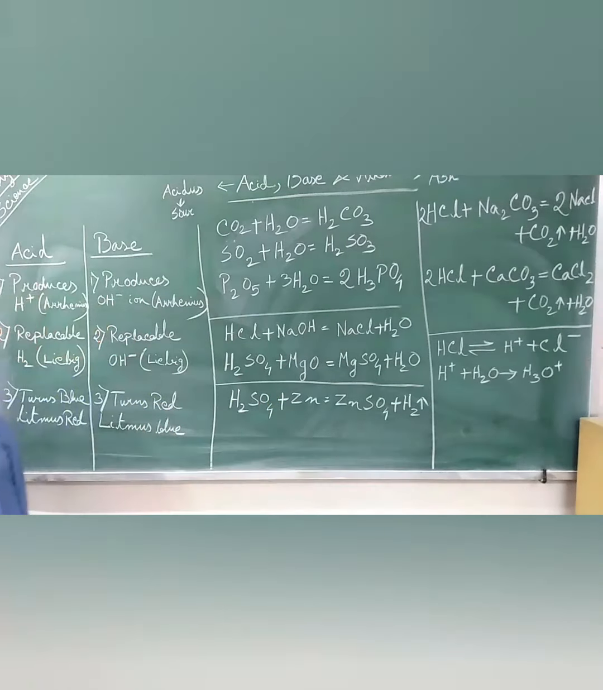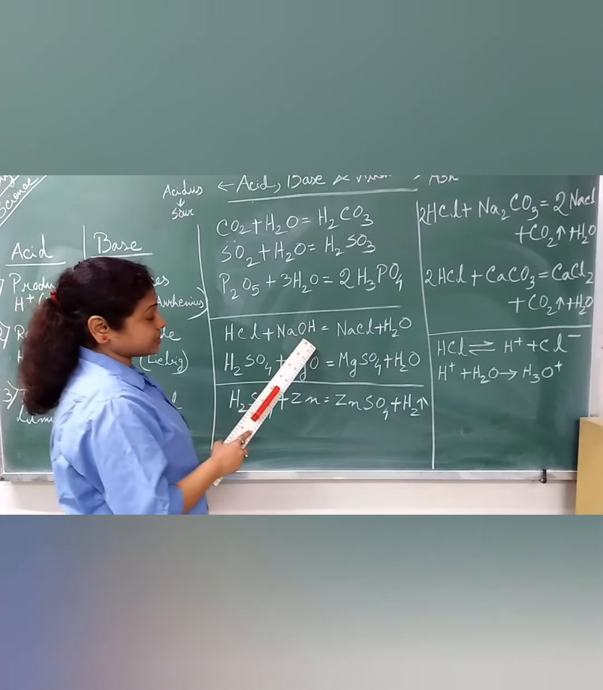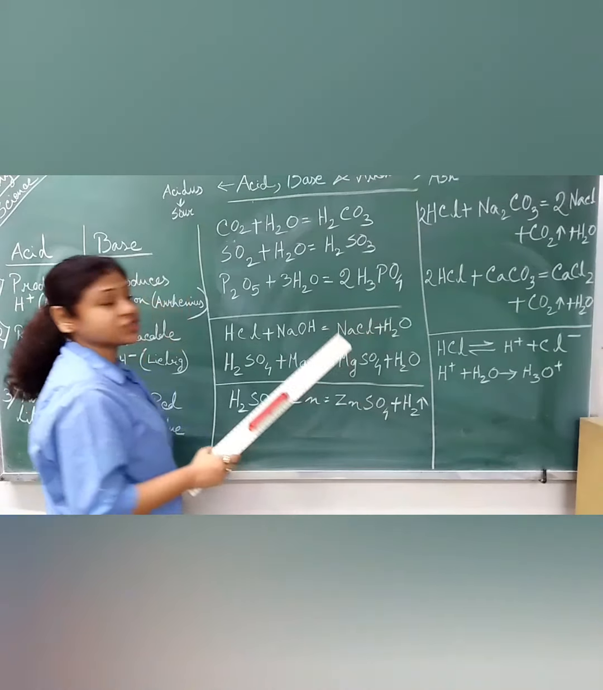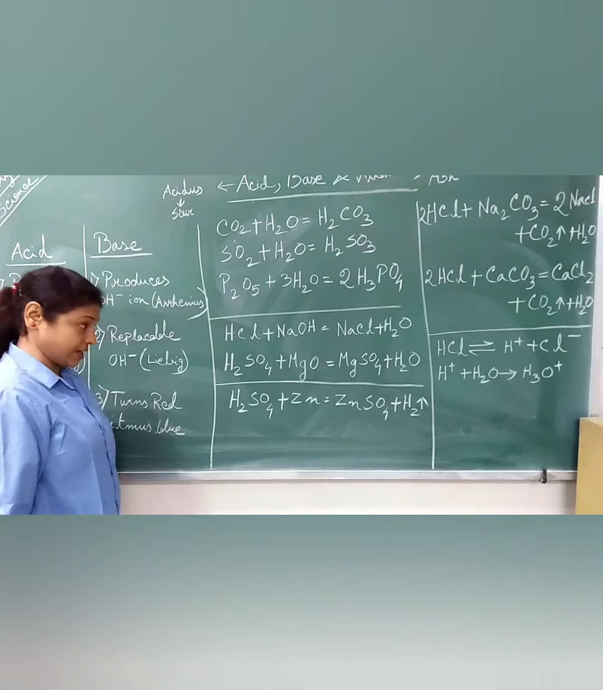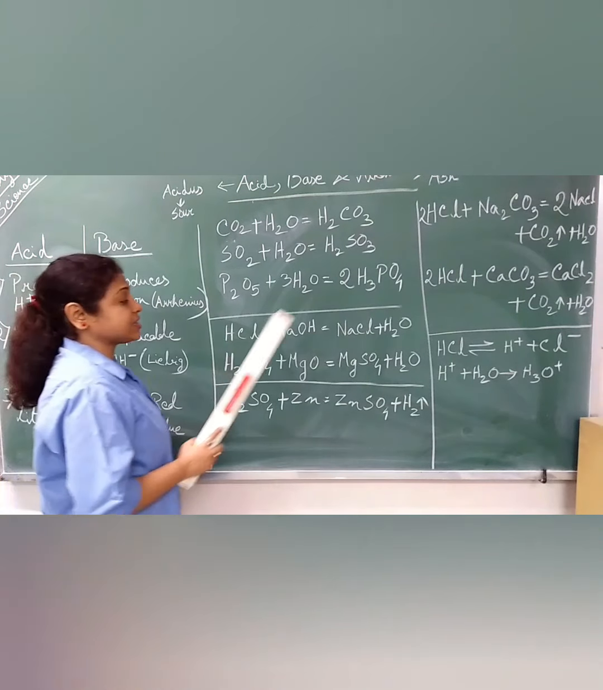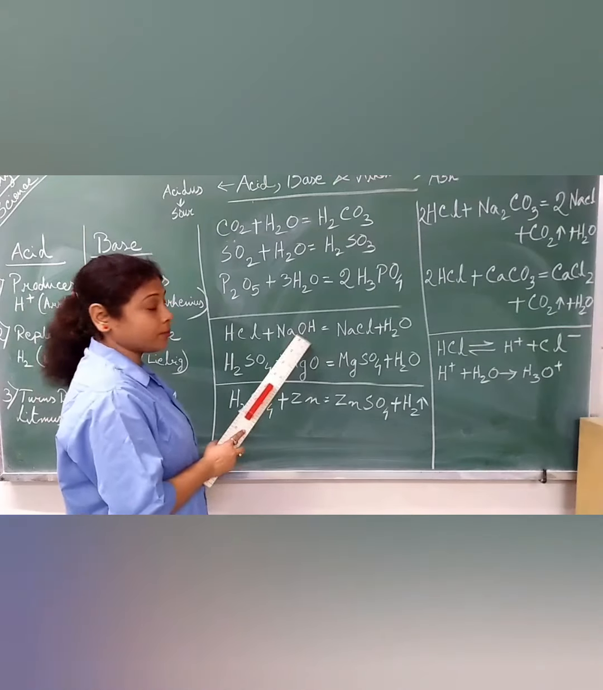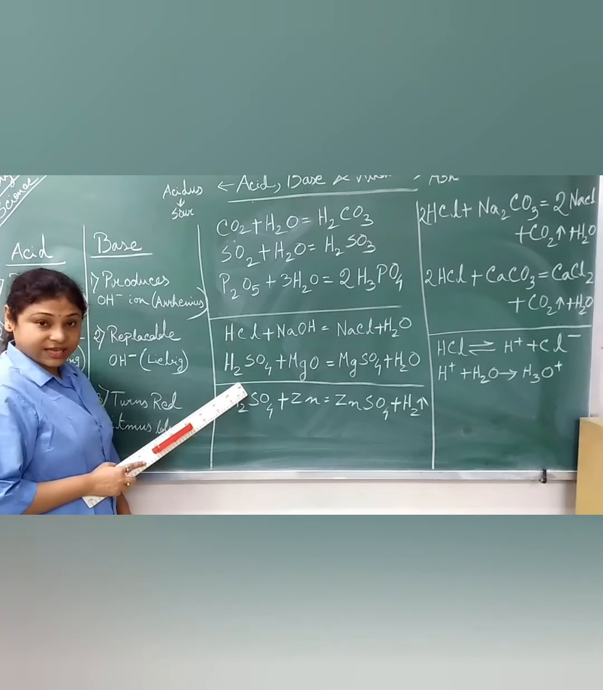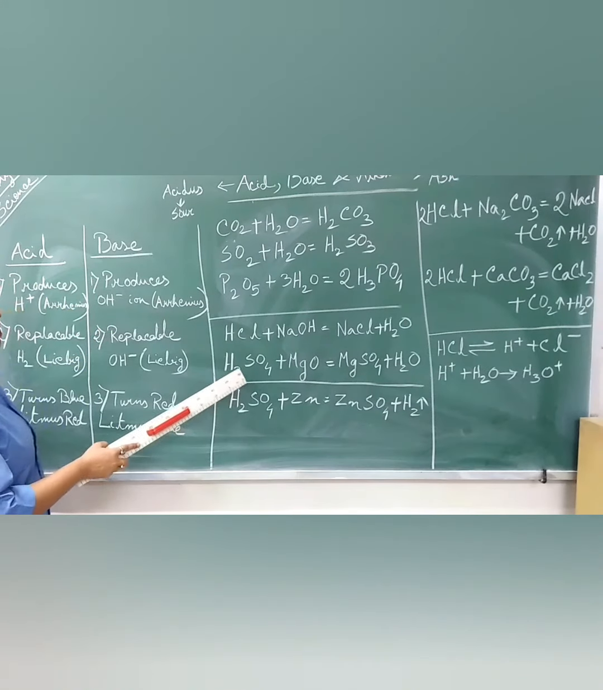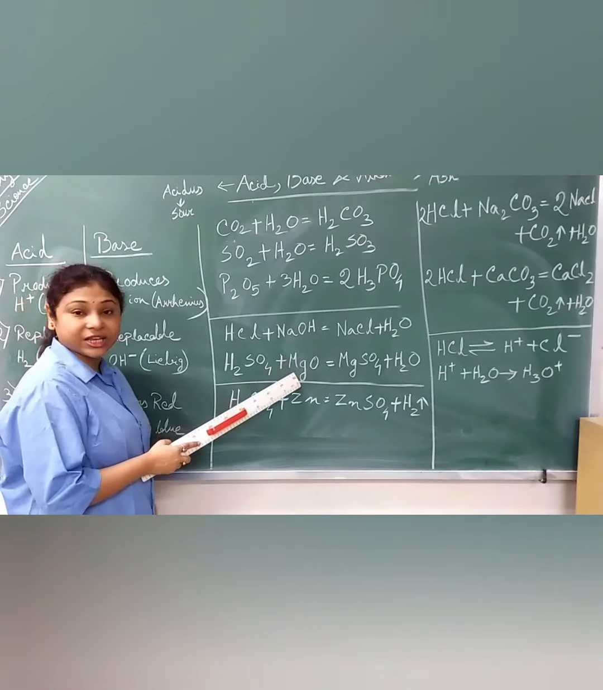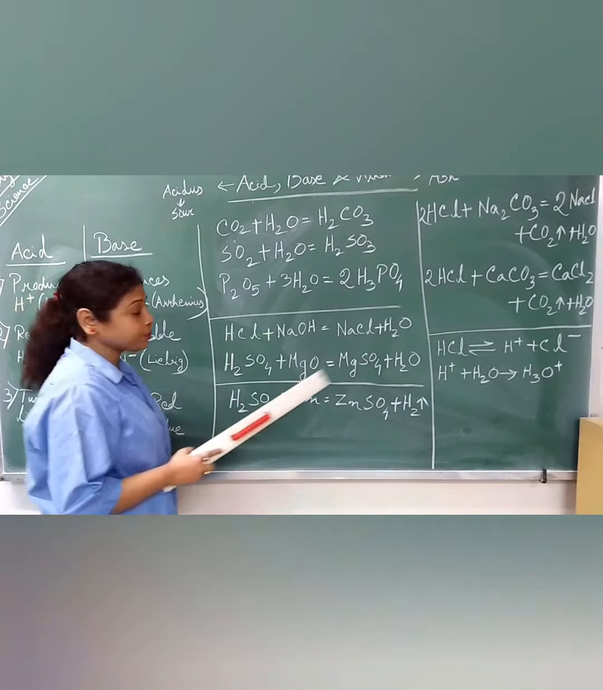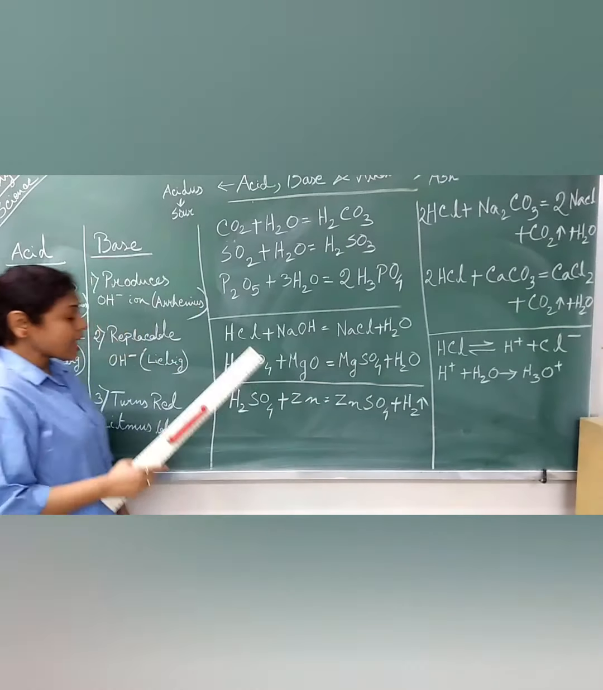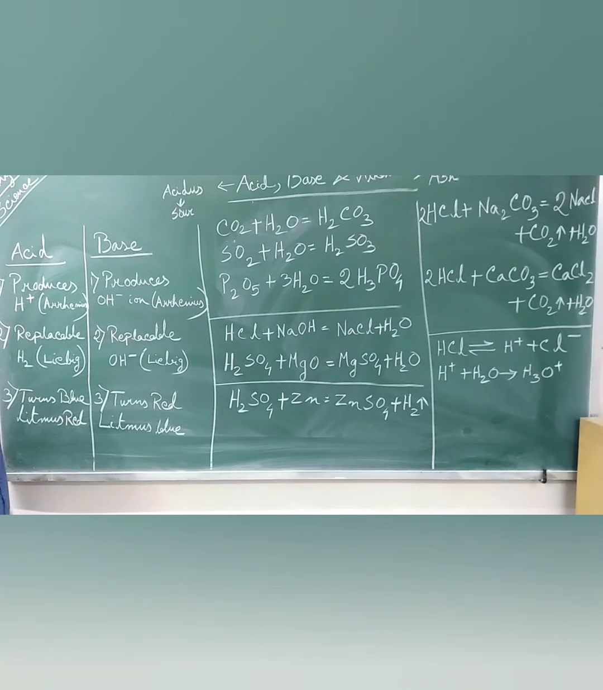Now the next reaction. When acid reacts with base, it forms salt and water. This type of reaction is called neutralization reaction. So HCl, hydrochloric acid, reacts with sodium hydroxide to form sodium chloride and water. Sodium chloride is a salt. Another example of neutralization reaction: sulfuric acid H2SO4 reacts with magnesium oxide, MgO, to form salt, magnesium sulfate, and water. This is one property of acid and base.